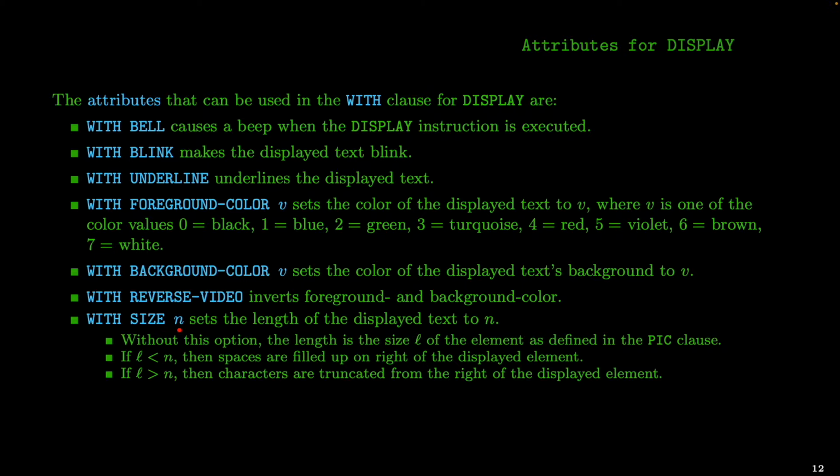And with size n, this sets the length of the displayed text to n characters. So if we do not use this option, then the length is simply the size of the data item we display when it was defined in the picture clause. If the length of our data item is smaller than n, then we simply fill up the displayed text with characters on the right. And if the length of the displayed element is actually larger than the size n here, then we truncate characters from the right of the displayed element.